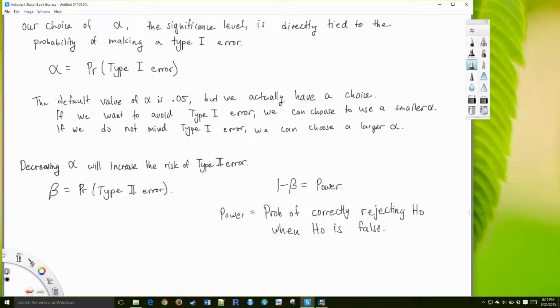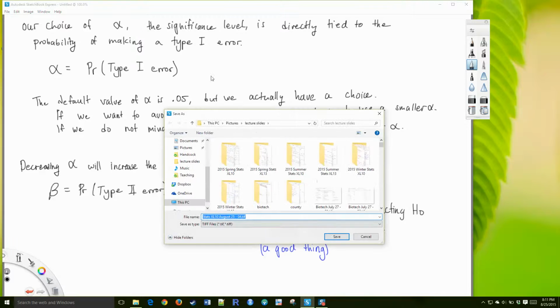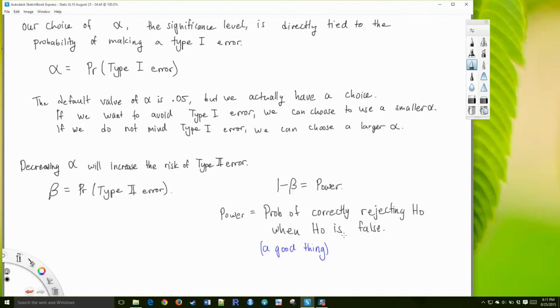Okay? And this is a good thing. Lots of power is a good thing. This is the probability of correctly rejecting the null when the null is false. That would be power. Okay.